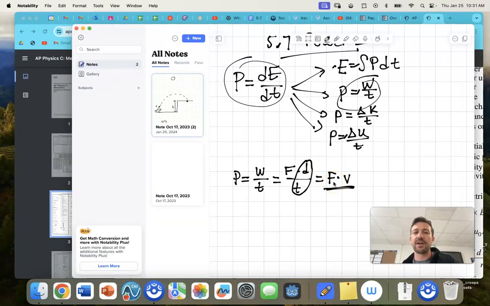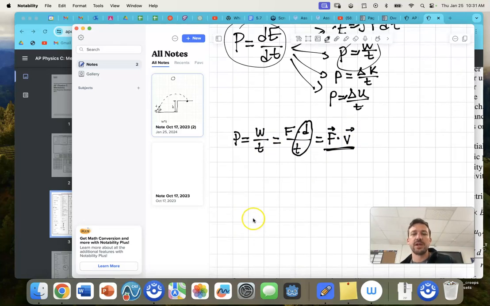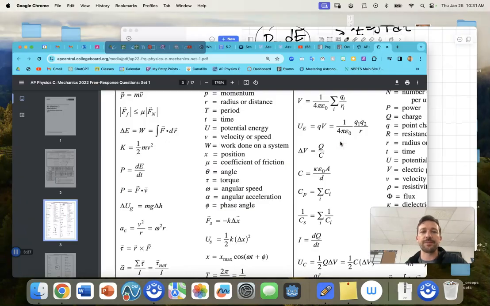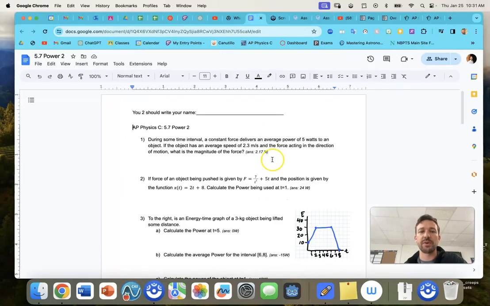So what we have here is power is equal to force times velocity, right? Force times velocity. And I should put up a new poster for that. So all that means is if I give you anything to calculate power, you're going to be doing force times velocity. So let's look at the worksheet real quick.